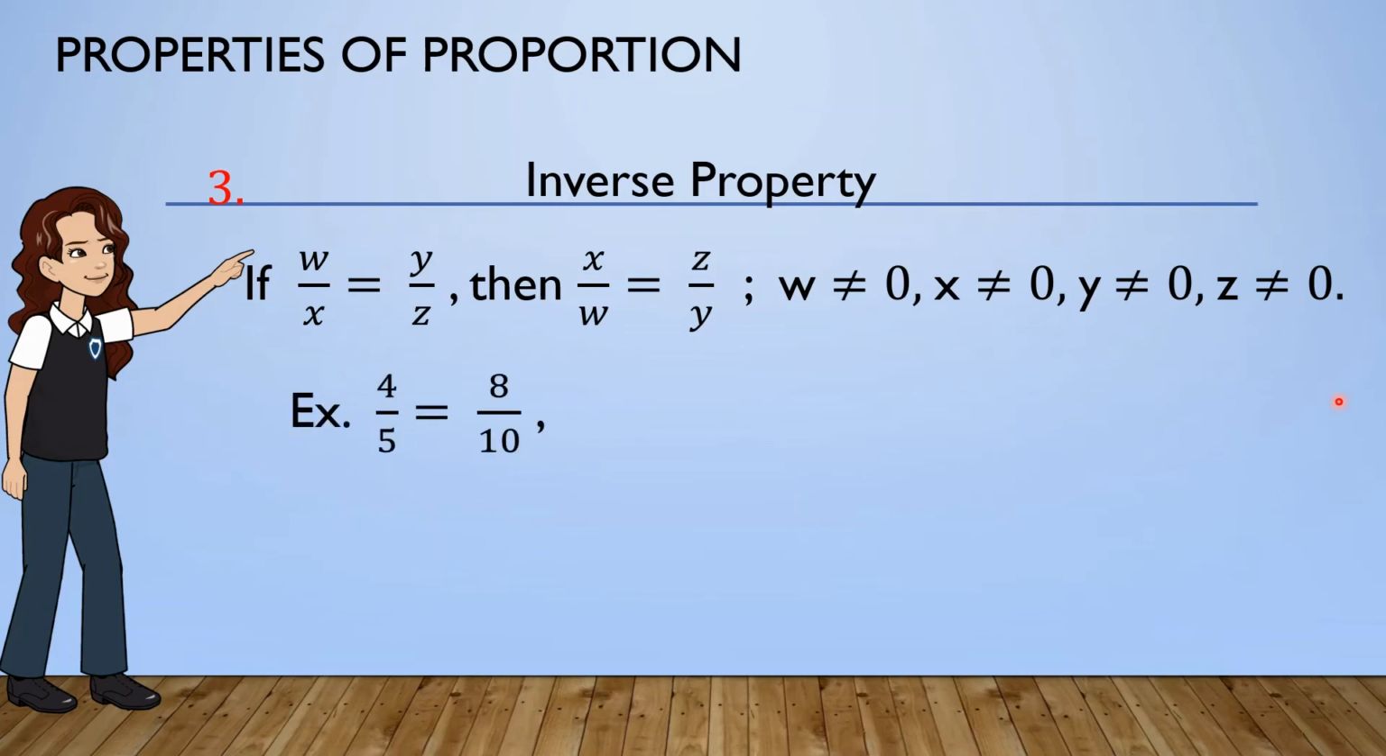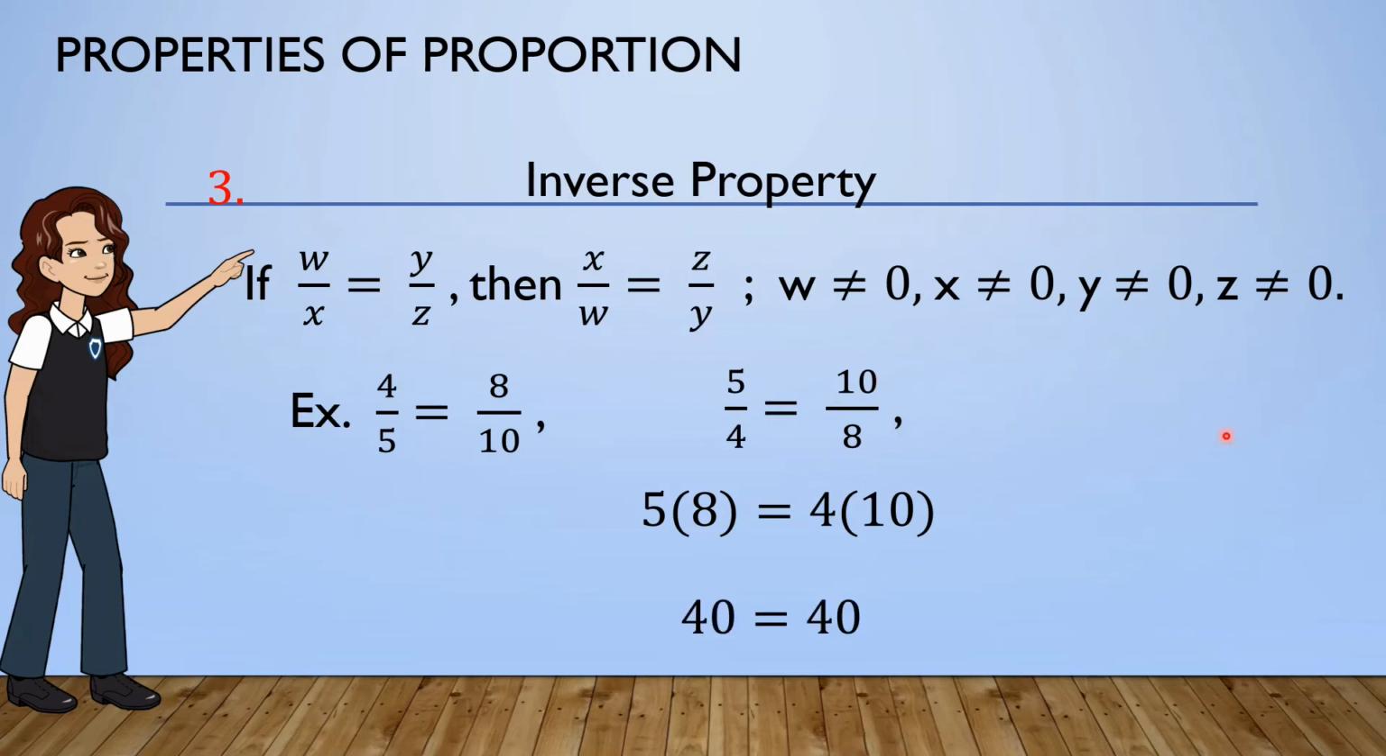Example, the same example for the inverse property. So 4 over 5 is equal to 8 over 10. So how do we write this into inverse? So it becomes 5 over 4, yes, and 10 over 8. So this is now inverse. Then get the product of the means and extreme. Our extreme is 5 times 8, and our means is 4 times 10, and they are both 40. So that we call inverse property.